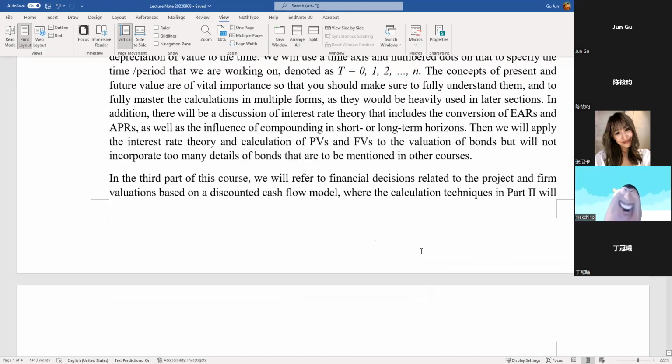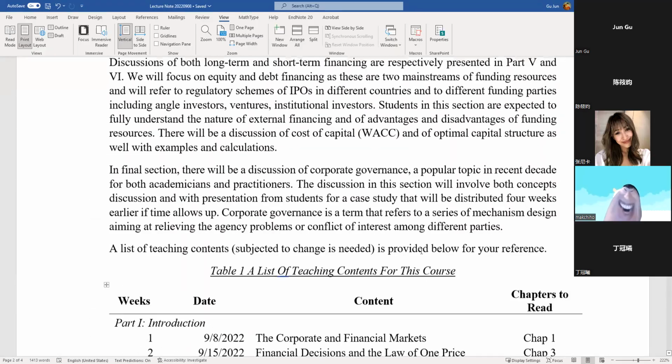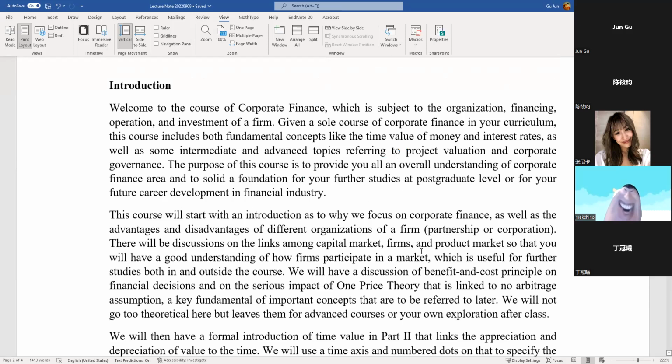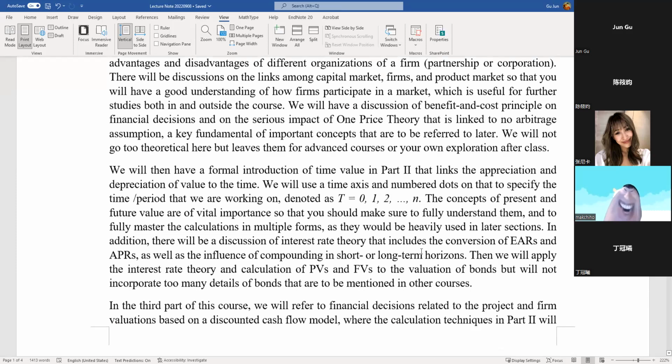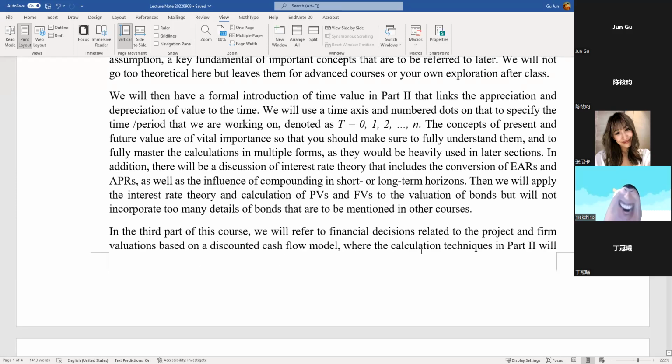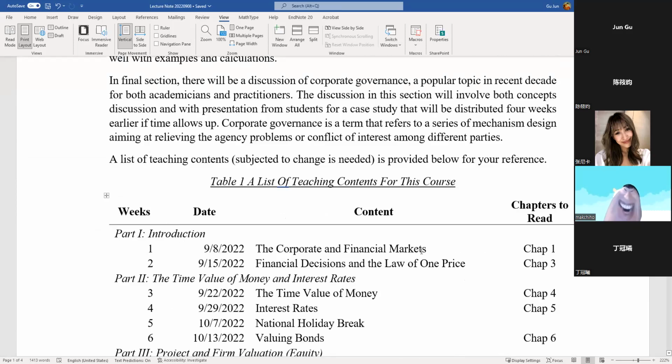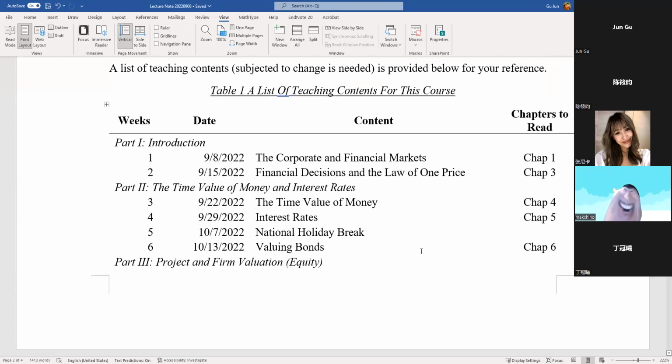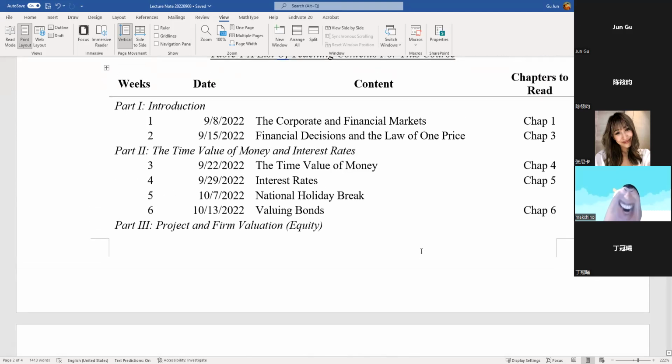For this note, I wrote quite a few things. Reading it can give you a very big picture about finance, about corporate finance and how it goes. We also have a table, the schedule, which tells you what we will do each week. Today we go through corporate and financial markets. Next week it's about financial diligence and the law of one price, which are both very fundamental and very important in the course.